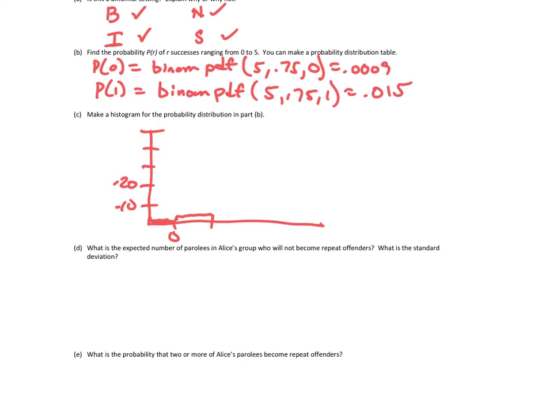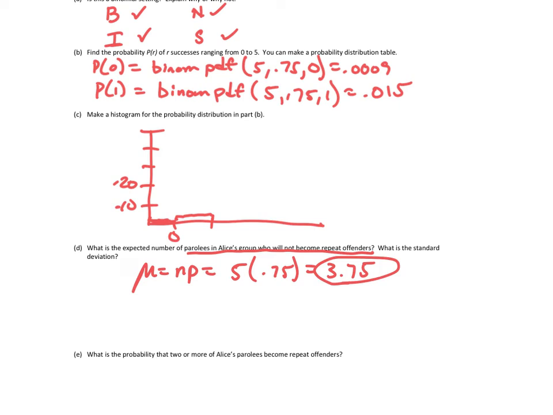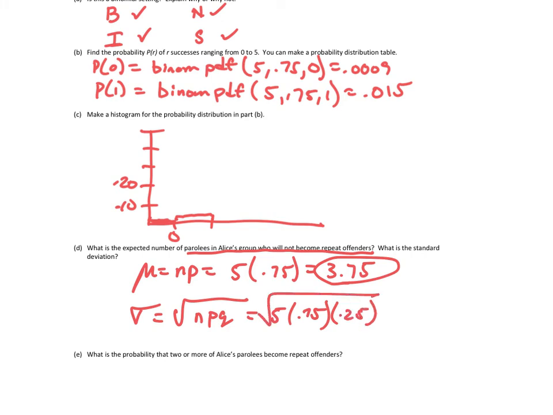What is the expected number of parolees who do not become repeat offenders? Well, that's N times P, right? So that is 5 times 0.75. So she expects 3.75 of her parolees to not become a repeat offender. The standard deviation is the square root of NPQ, which is 5 times 0.75 times 0.25, and then you take the square root. And that's 0.968.